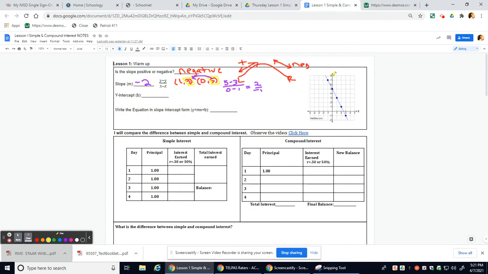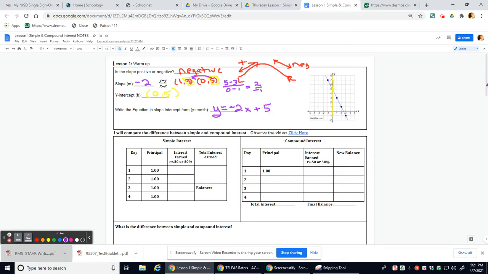Your y-intercept is always going to be found on your y-axis. So, as you can see, that has been given to us, 0, positive 5. So my final equation in slope-intercept form would be y equals -2 times x plus 5.